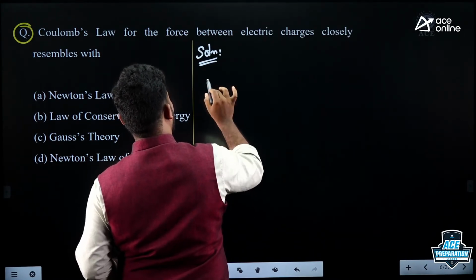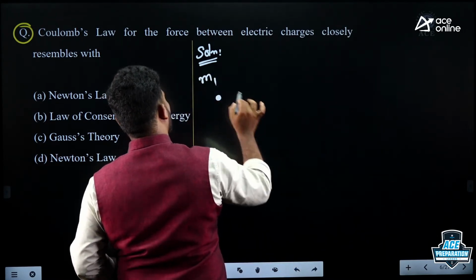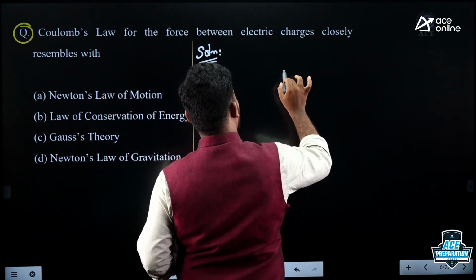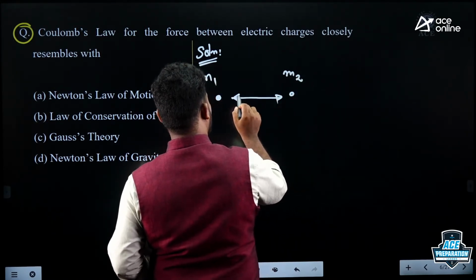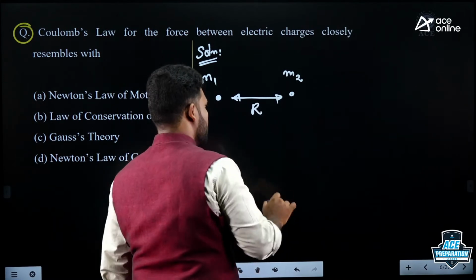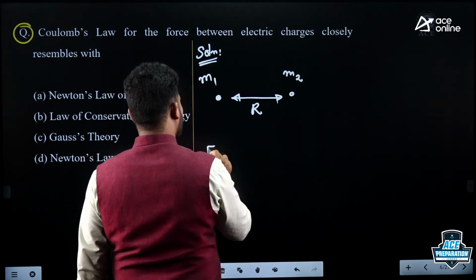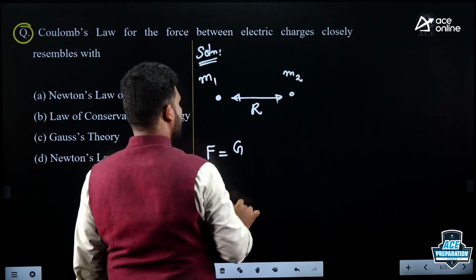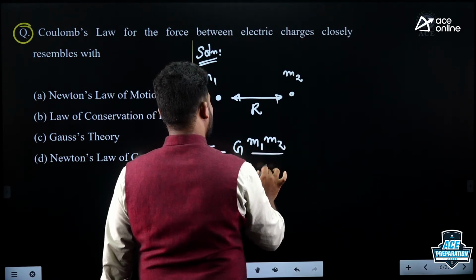Suppose two bodies are there. Here it is mass m1, here it is m2. The distance between these two things is r. What is the force between these two things? Some constant G into m1 m2 by r square.